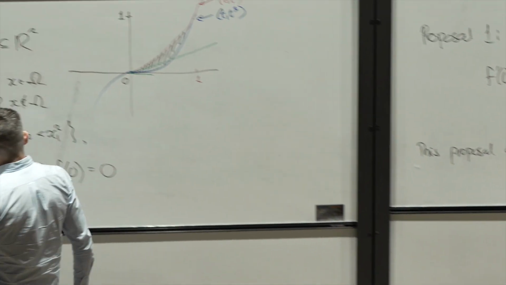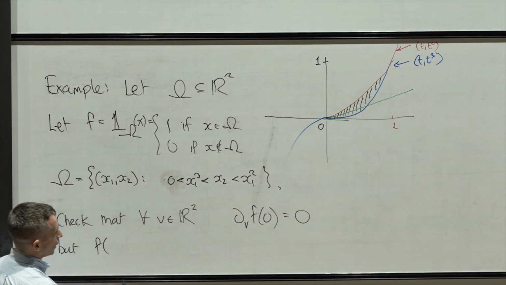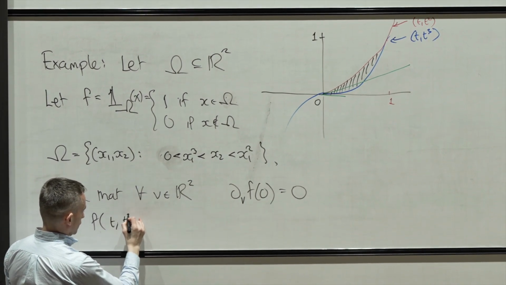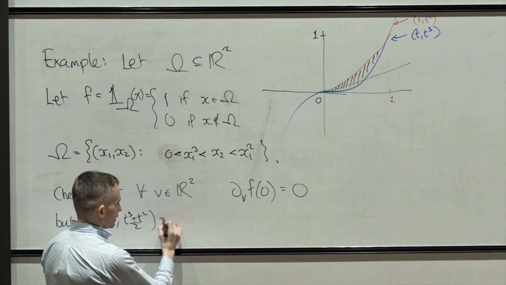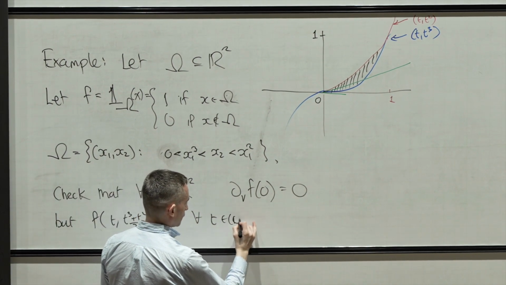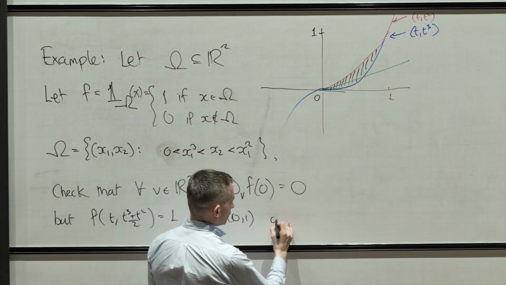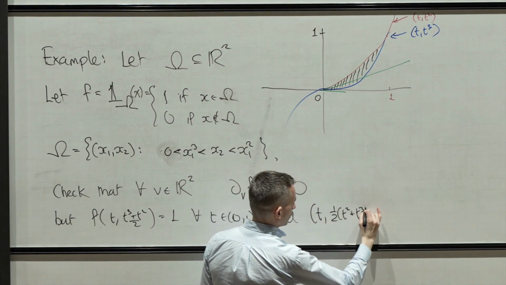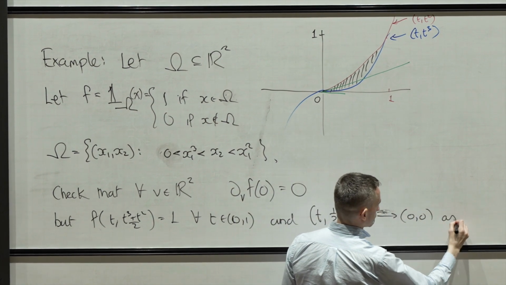This function is not even continuous at the origin, right? But f of, say, t cubed plus t squared over 2, just the average of these guys, is equal to 1 for all t in between 0 and 1, let's say. And the limit of this is the origin as t goes to 0.